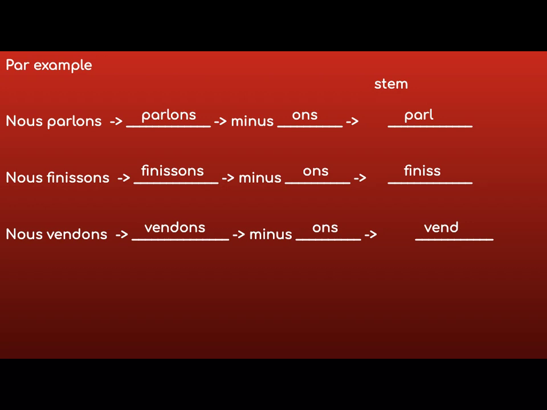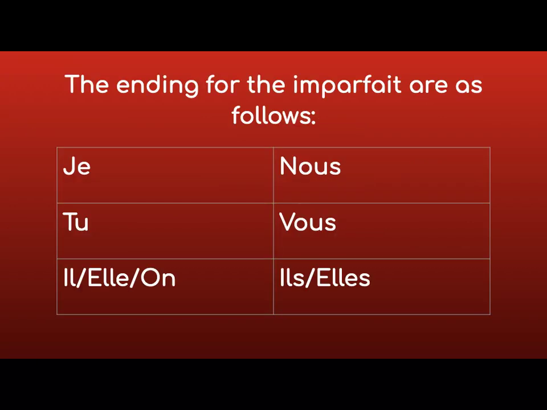So those are the stems for the three main types of regular verbs: ER, IR, and RE. So the imperfect endings. We know our stems for ER verbs, IR verbs, and RE verbs in the regular verbs. The endings are always the same. It doesn't matter what the verb is.